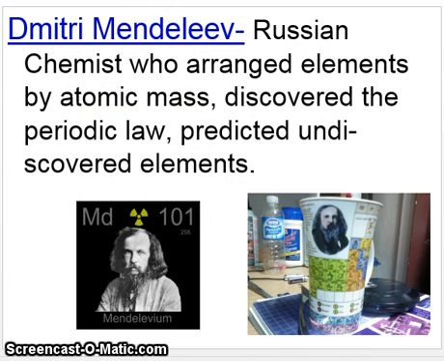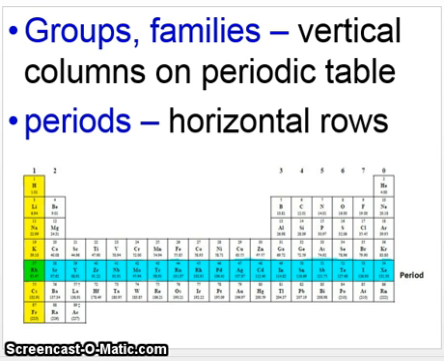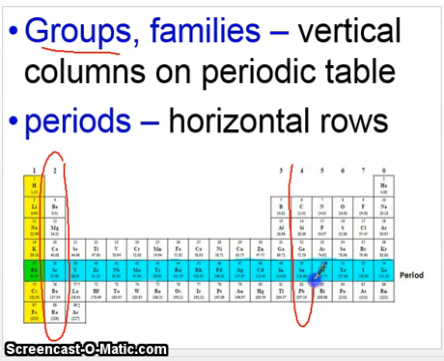So let's talk about the breakdown of the periodic table, how we arrange it, what we call things. First of all, groups on the periodic table are what we mean by the vertical columns. So we call these groups. For example, here is group 2 on the periodic table. Here is group 14 on the periodic table. These are the vertical columns. They are also called families.